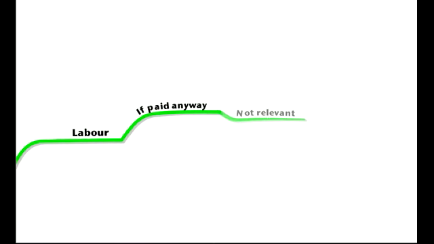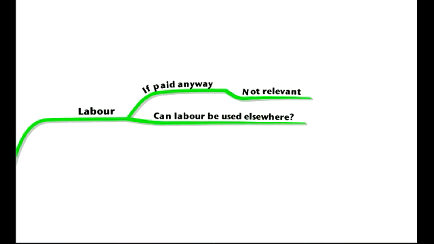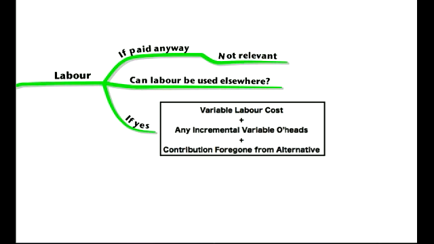When we're looking at labour then, if labour is paid already, it's not relevant, okay? If it's paid already, it's not relevant. You need to also ask yourself, can the labour be used elsewhere? So if you're given a question and it says the labour could be used elsewhere on another project, you need to calculate your cost of labour like this. Okay, your variable cost of labour plus any incremental overheads plus the contribution foregone from that alternative.